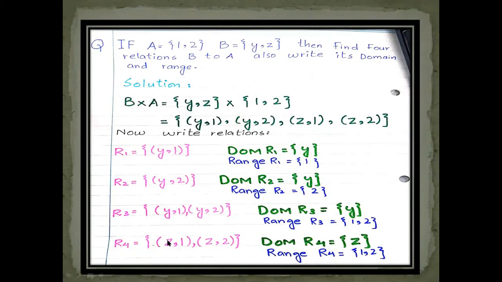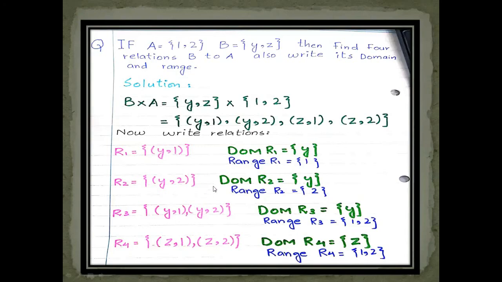Now relation 4 is 1z, 2z. Here the first element is z, so dom R4 is z. It appears two times, but we just write z one time as domain. There is no need to repeat the element z. Range R4, the second elements, is 1 2. I repeat, domain is the first element of the ordered pair in a relation and range is the second element of the ordered pair in a relation.